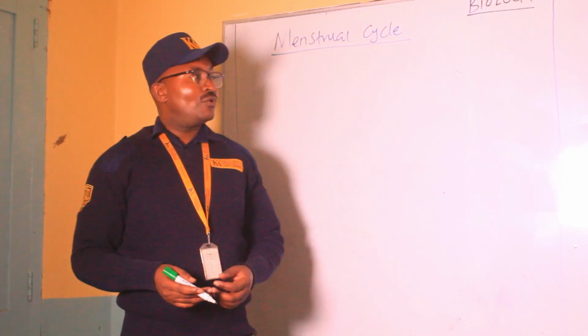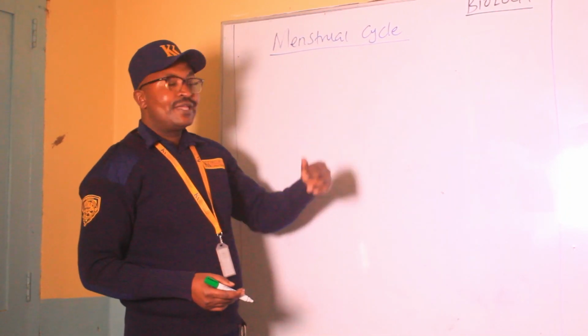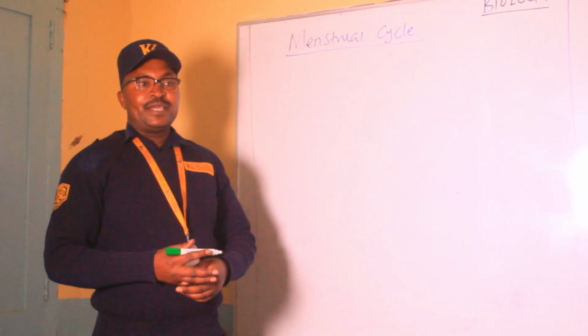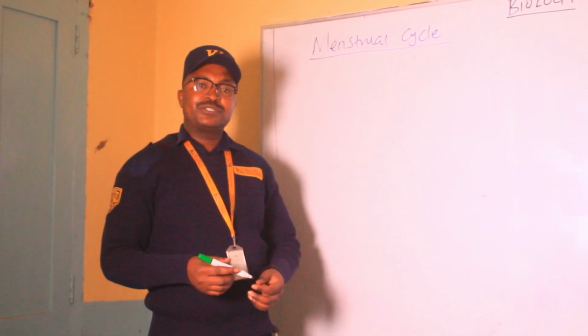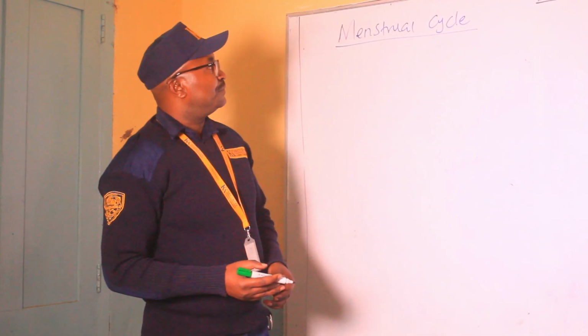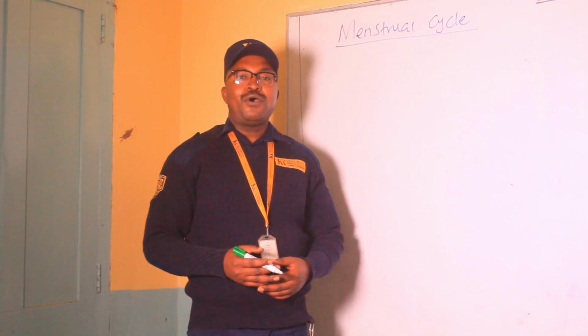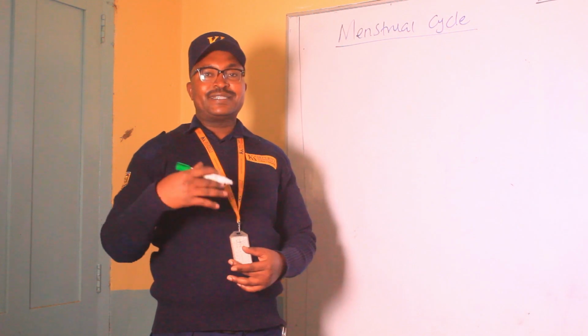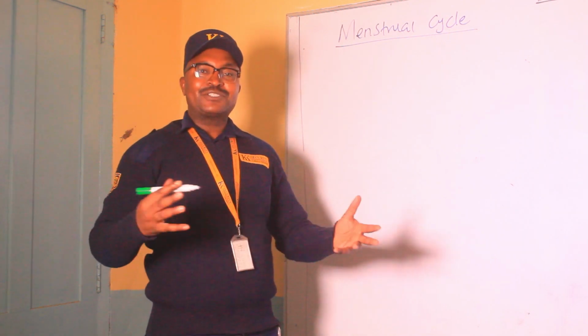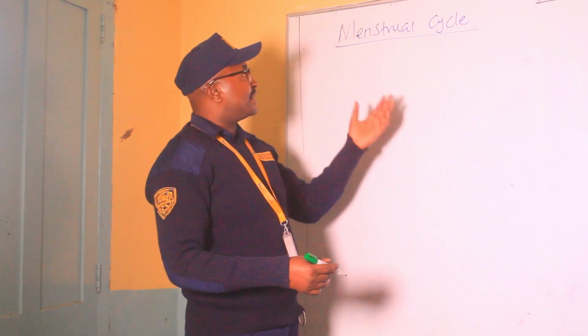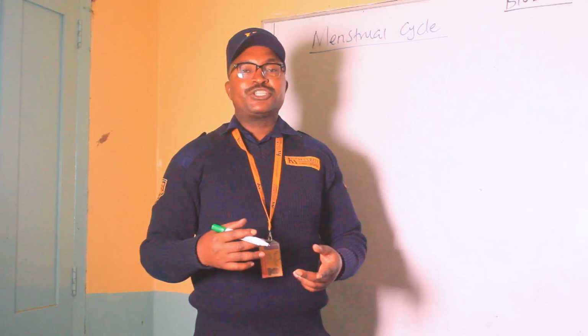Today I want us to look at the menstrual cycle. This is an area that is covered in Form 3, the topic of reproduction. Now, the menstrual cycle is just that discharge of blood and tissue debris that occurs periodically. That is why it is called a cycle. And for most ladies, the cycle goes for 28 days.